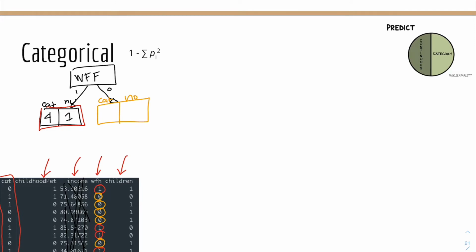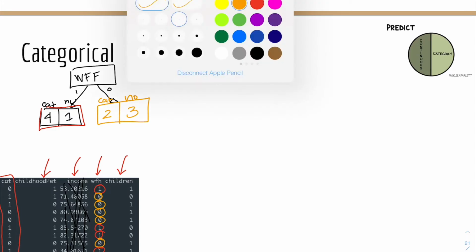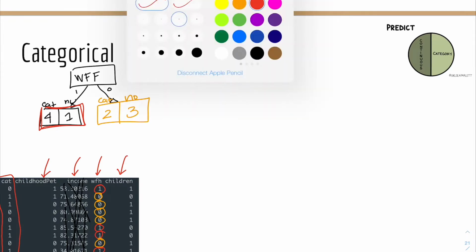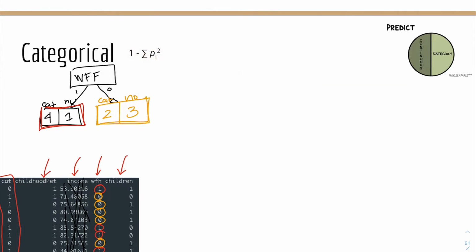We end up with 2 people who own cats and 3 people who do not own cats. So you can see that using work from home alone is not perfect, because no matter how we categorize these, in the left-hand node over here in red, we have people who both own cats and do not own cats. Now, it's mostly people that own cats, and in the right-hand node in orange, it's mostly people, well, almost, who don't own cats. So it's doing okay, but it's not perfect.